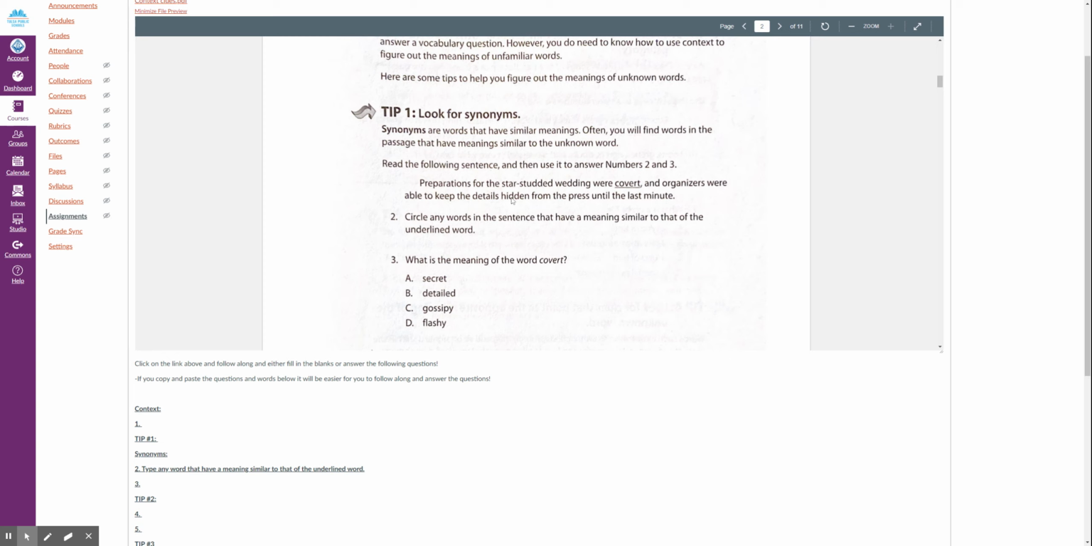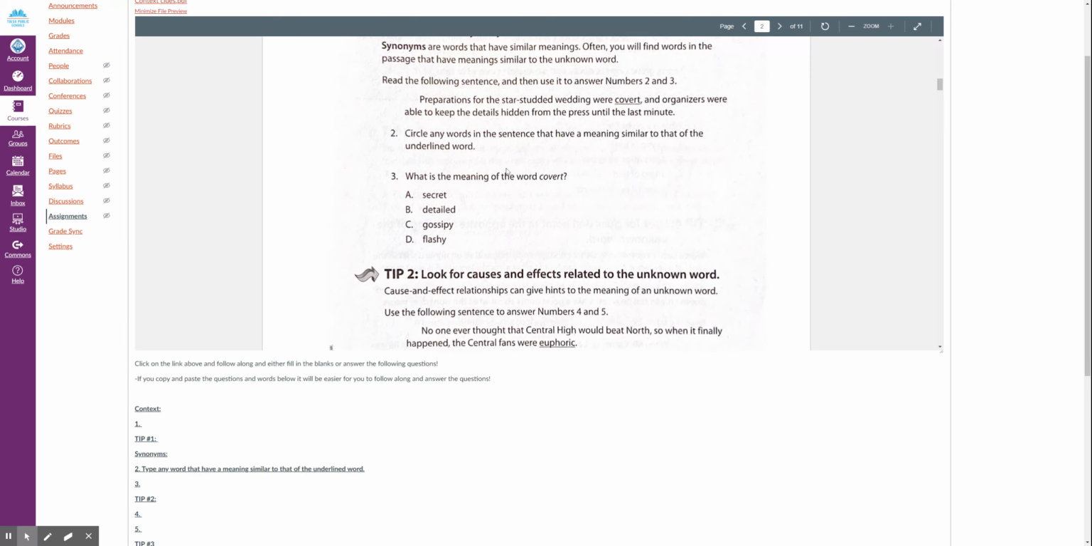Read the following sentence and then use it to answer numbers 2 and 3. Let's scroll down. Preparations for the star-studded wedding were covert, and organizers were able to keep the details hidden from the press until the last minute. Instead of circling any words that have a meaning similar to the underlined word, you're just going to type it out. So number two, type any word that has a meaning similar to the word that is underlined. The underlined word is covert.